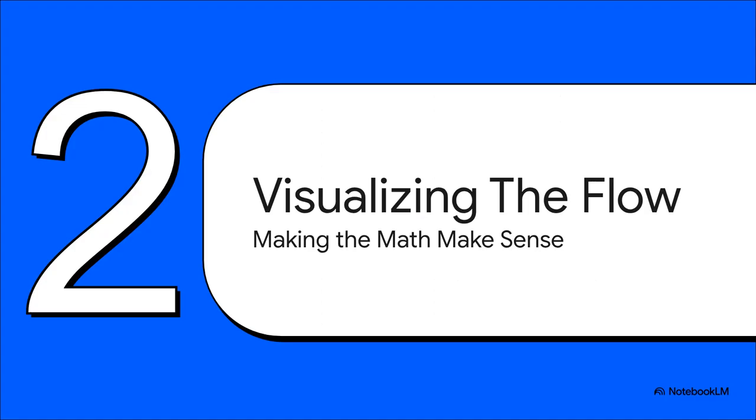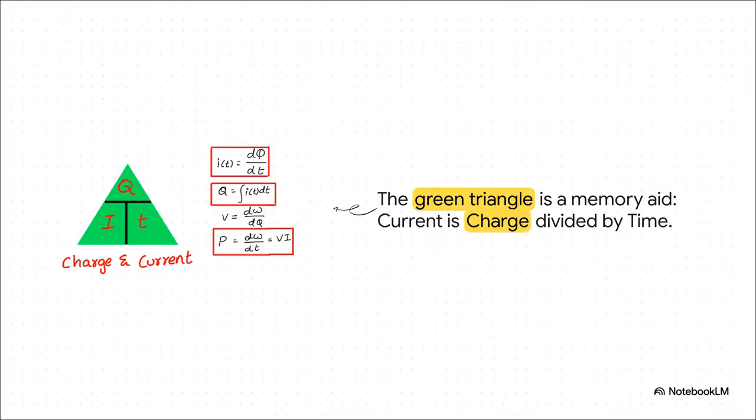Okay, so we've got the concept, right? Now let's see how the math behind it works. And don't worry, I promise this is way simpler than it might look. Whoa, okay. I know this looks like a lot of formulas, and some of this is for pretty advanced physics. But for us, we just need to look at that simple green triangle. It's a great little memory tool. You see charge, Q, on top, with current, I, and time, T, on the bottom. It's a perfect little picture of the main relationship we care about.